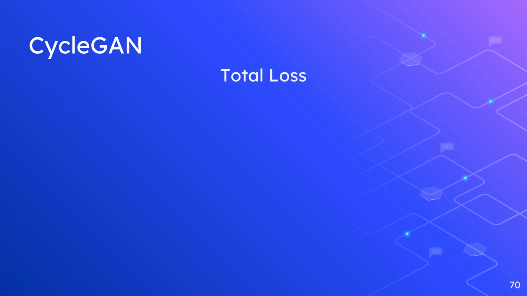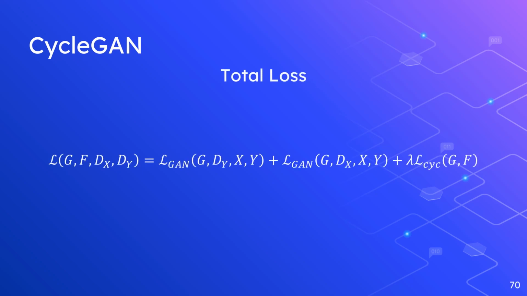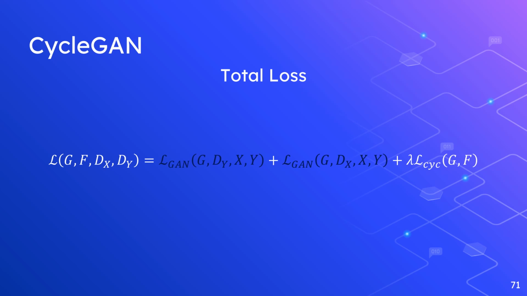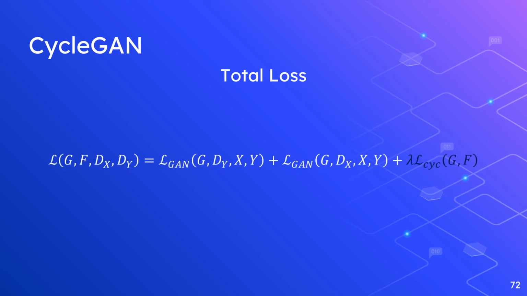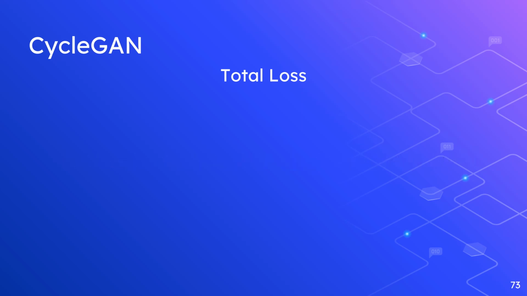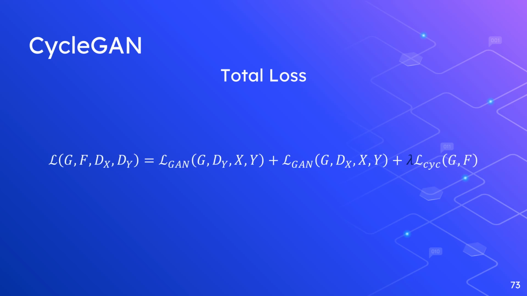The total loss function now looks like this. The first 2 terms are the adversarial losses for the 2 different GANs, and the last term is the cycle consistency loss, which measures both the forward and the backward loss. Lambda is a hyperparameter that determines how important the cycle consistency loss is compared to the adversarial losses. This can be changed during training time.